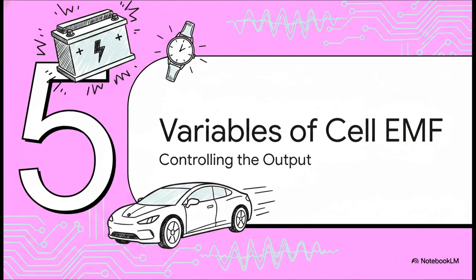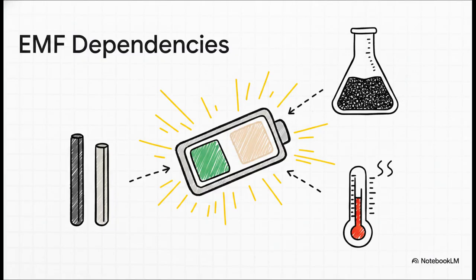Finally, we arrive at part five, variables controlling cell EMF. The strict laws of electrochemistry dictate that your battery's raw power output really relies on just three distinct variables. First, the actual physical nature of the electrodes you're using. Second, the ionic concentration of the chemical soup inside your half cells. And third, the ambient temperature. That's the whole shebang. If you alter even one of these variables, you fundamentally change the entire capability of the cell.